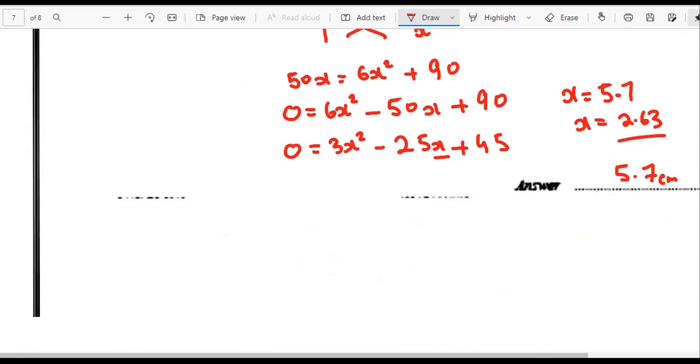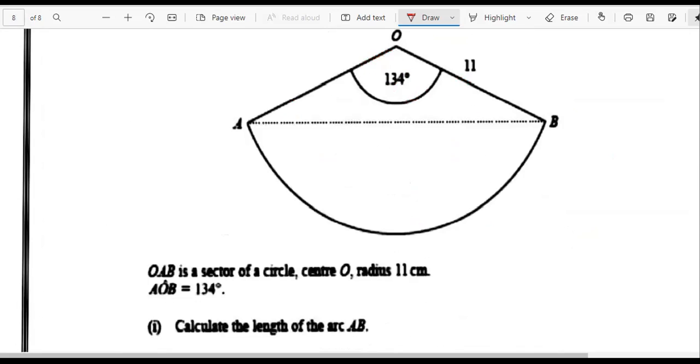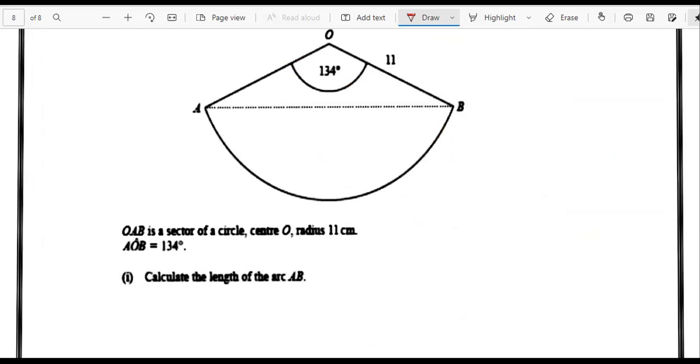Yes, ma'am. Okay, and let's talk about this question quickly. So it says OAB is a sector of a circle with center O and radius 11. Okay, now this thing is a sector, radius is 11 and the angle is 134. Calculate the arc length of AB. So that is simple. We need to calculate this length. I told you how to calculate that. We have a formula and we can calculate it.